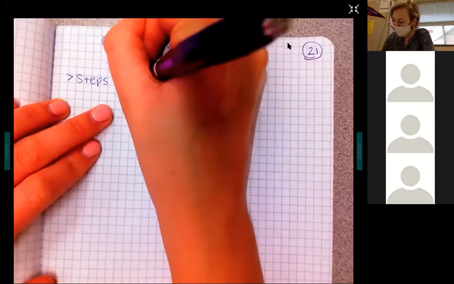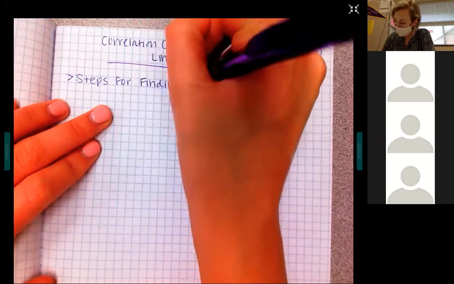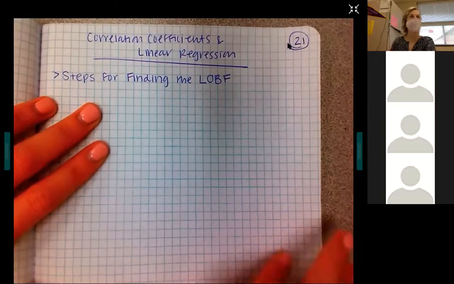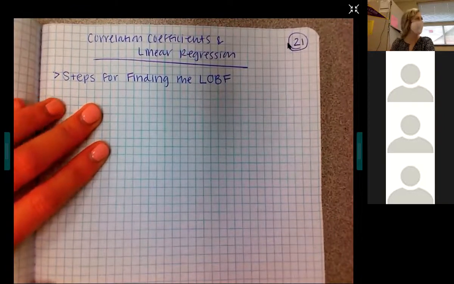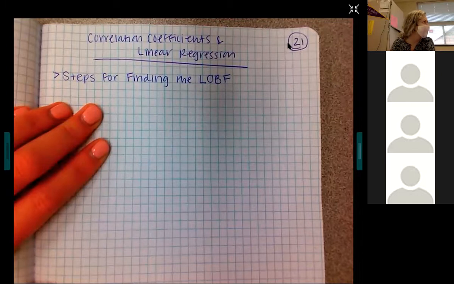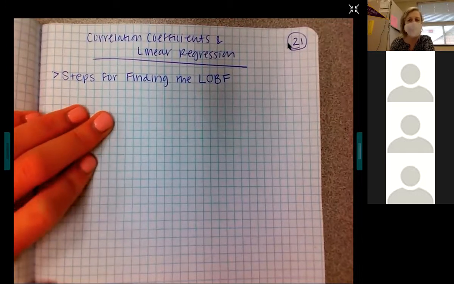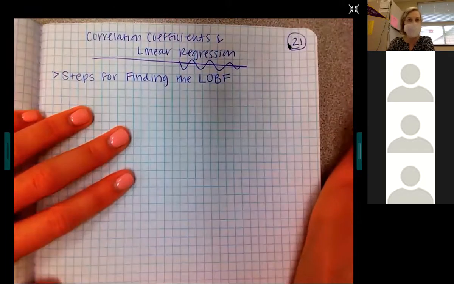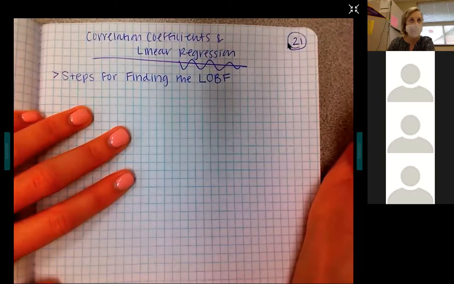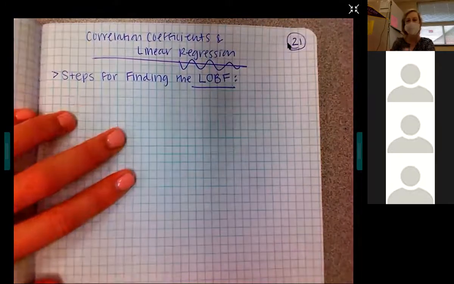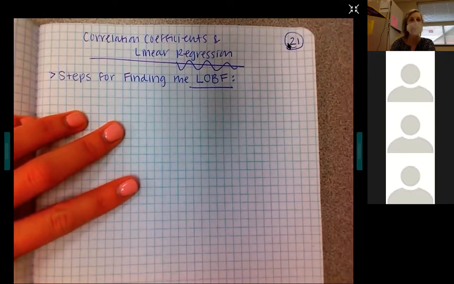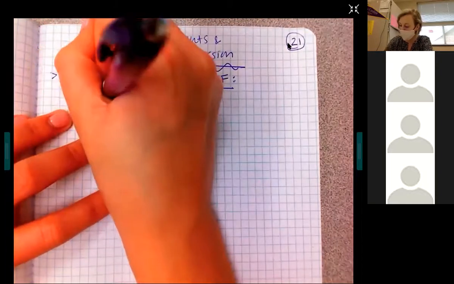Steps for finding the, what do y'all think LOBF is? Location of. No, it's a vocab word. Thank you. Lord, Chandler looked at me like, why is nobody answering? Line of best fit. We just said earlier regression was line of best fit, right? Yes? All right, I'm just making sure. Y'all ain't answering. I'm talking to myself up here. It's very boring. Steps for finding the line of best fit. Step 1.